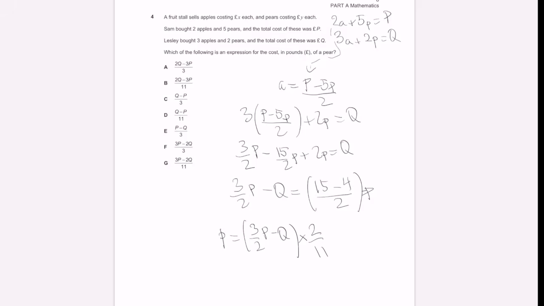Okay, well, this here means that p is just going to be 3p over 11 minus 2q over 11. This here almost corresponds to an answer, just a slightly different form, but the correct answer is G.